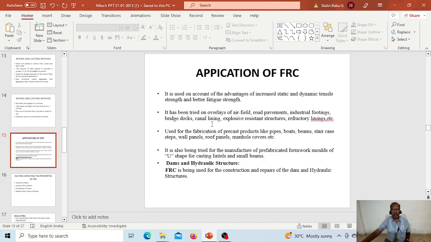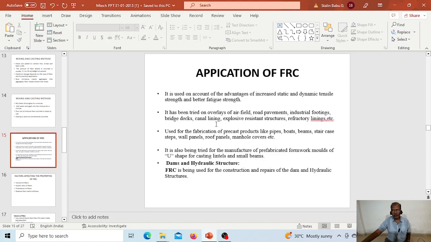It is also being tried for the manufacturing of prefabricated formwork, modules of U shape, for casting lintels and small beams, like pipes, boards, beams, how we are preparing like that U shape. And simultaneously in stadiums, for cricket stadiums, curved domes are also required. For this application, we are using fiber reinforced concrete at the middle floors.